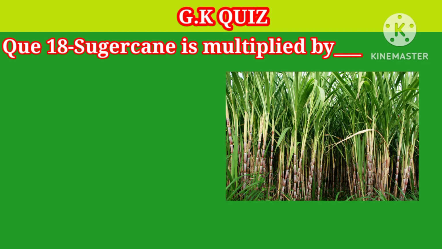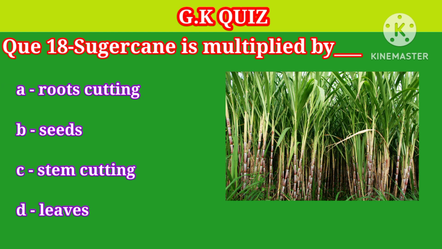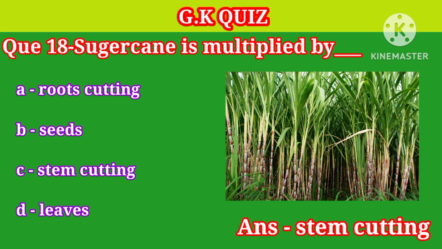Question number 18. Sugarcane is multiplied by... Your options: A. Root cutting. B. Seeds. C. Stem. D. Leaves. Your right answer is stem cutting.